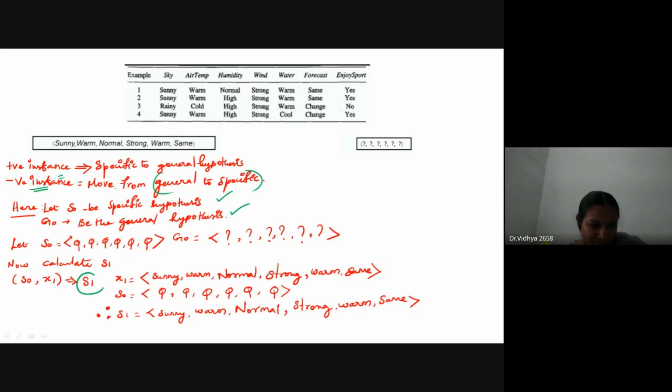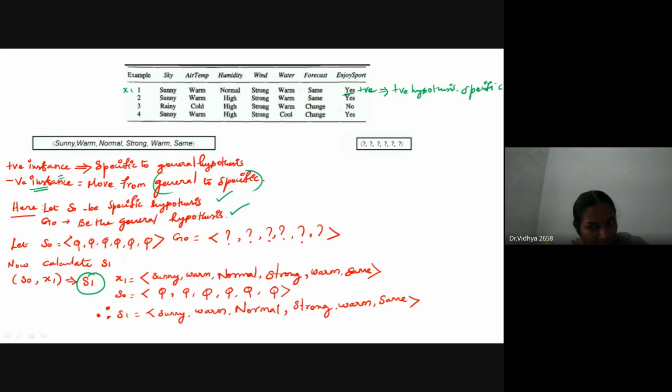We are moving to S1 first since the first instance, X1, is the positive instance. So if the instance is positive, obviously we will be moving to the positive hypothesis. Okay, that is what positive hypothesis means. Here it is the specific hypothesis. So what will we be getting as the value?